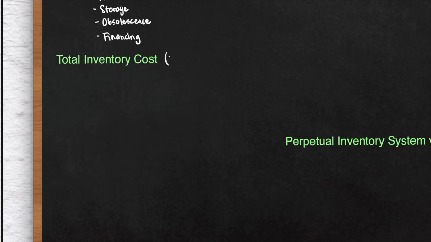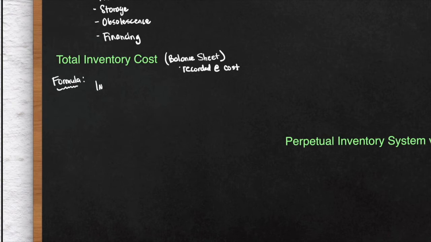Next, we'll go over total inventory cost. This is important because the inventory cost is recorded on the balance sheet. On the balance sheet, you'll have an account that says merchandise inventory. There's a value for that, and that value is based off cost, so here I'm going to put recorded at cost. The cost for inventory, however, is not just what it costs you to purchase the inventory, but other things as well. So there's a formula. Here's a formula right here.